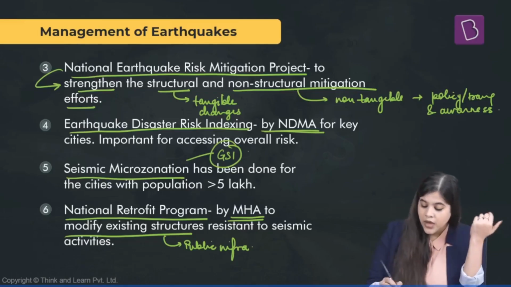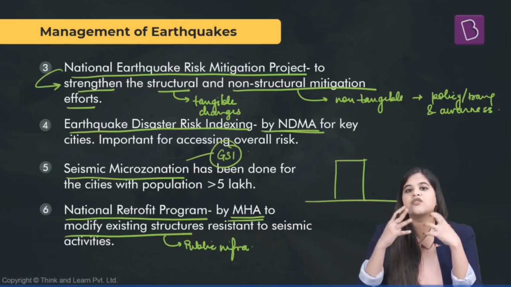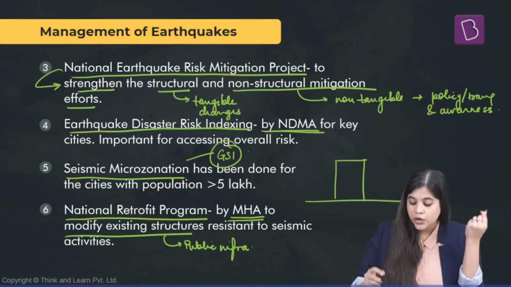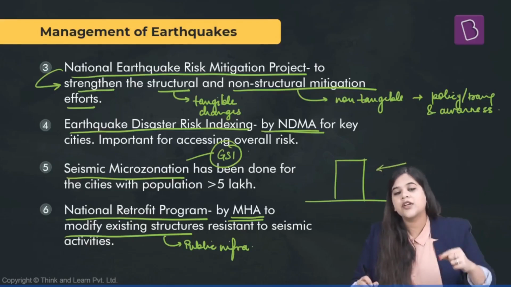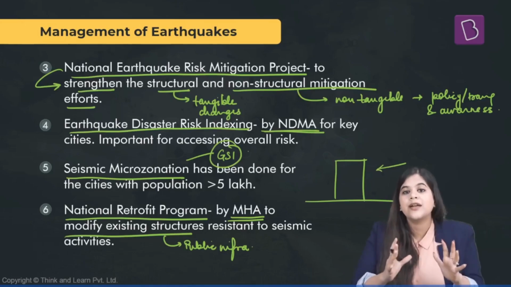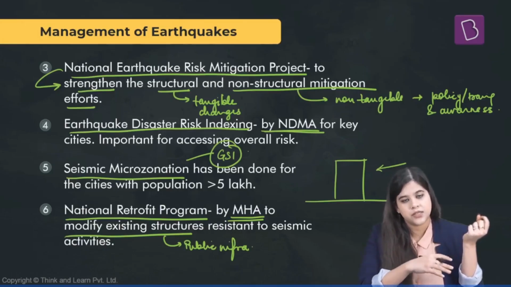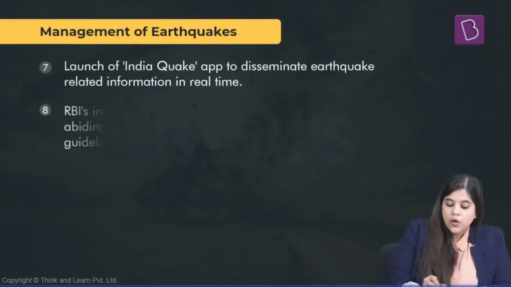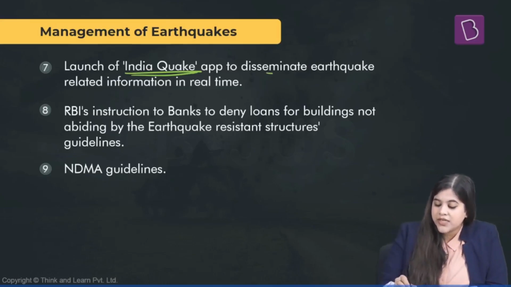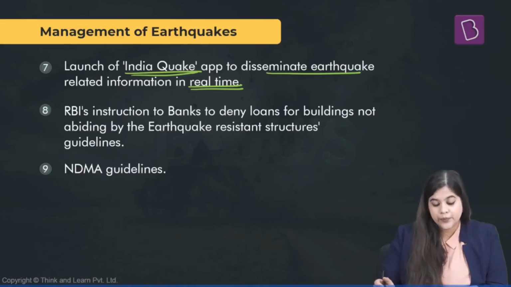What is retrofitting? Example, a building has already been made. So you cannot destroy the building and then make it according to the latest building standards. You instead work on it after it has already been constructed. So it is called retrofitting, working on a building to strengthen it after it has already been constructed in the past. There is also the launch of the India Quake app. This app has the aim to disseminate earthquake related information to the people in real time.